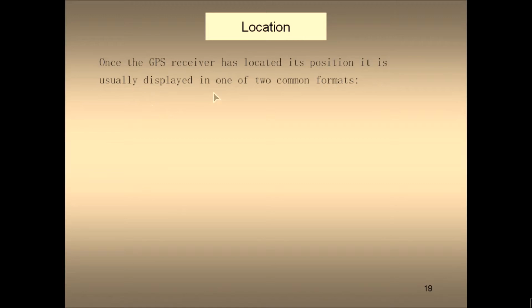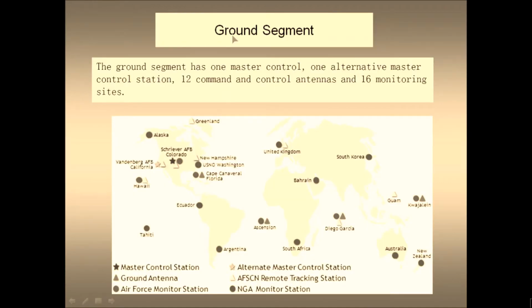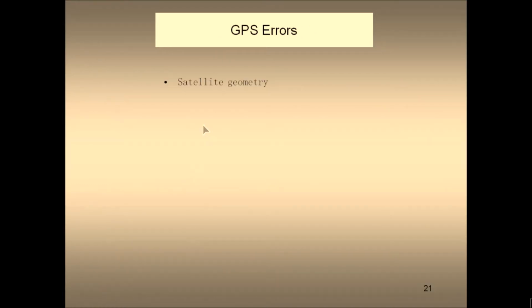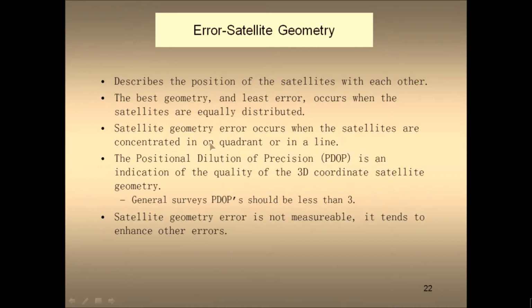So coming to ground segment, the ground segment has 1 master control, 1 alternative master control station, 12 command and control antennas, and 16 monitoring sites, all distributed like this across the globe. And GPS errors include satellite geometry, satellite orbits, multipath, atmospheric effects, and clock. Satellite geometry creates error, like describing the position of the satellites with each other.